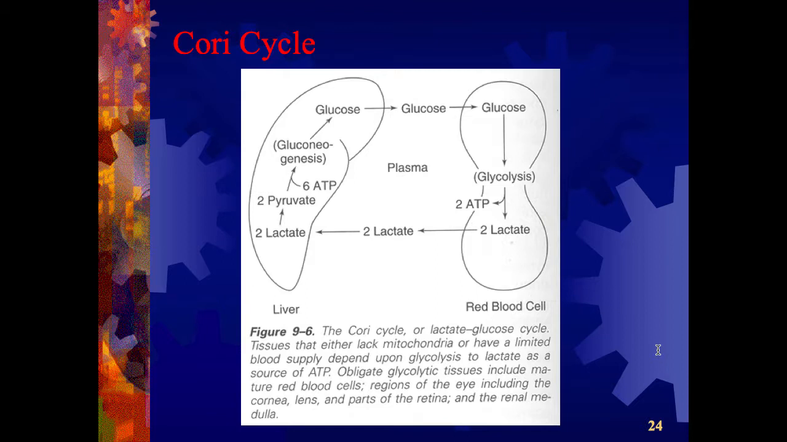So here's the tricky part. Our brain and central nervous system need approximately 125 to 150 grams of glucose a day. The liver can only make 125 to 150 grams a day.